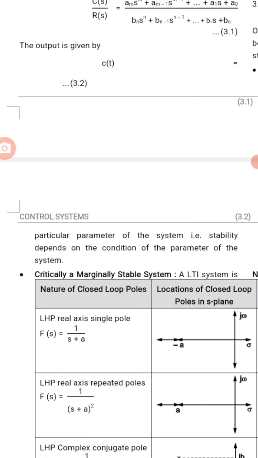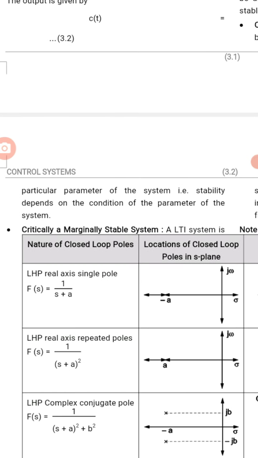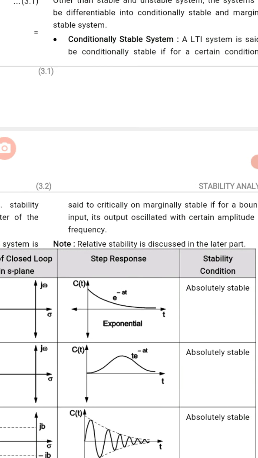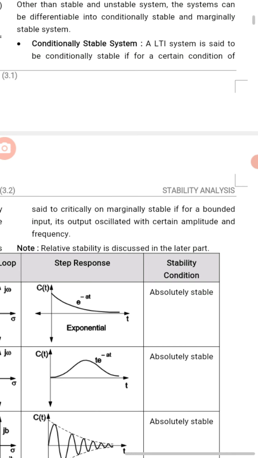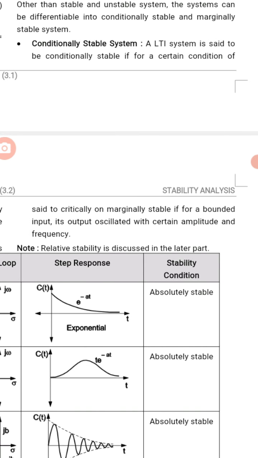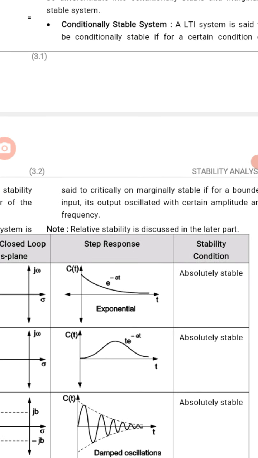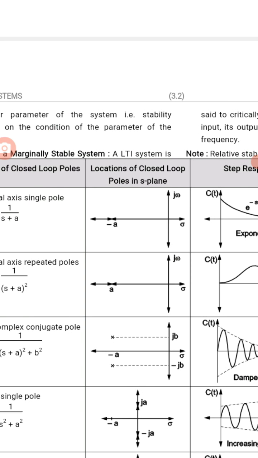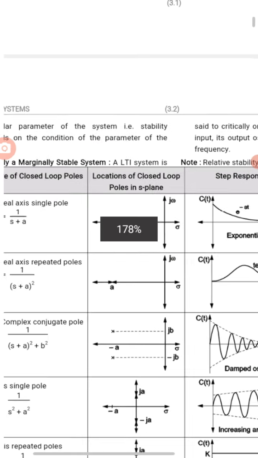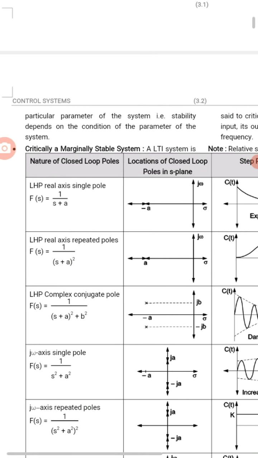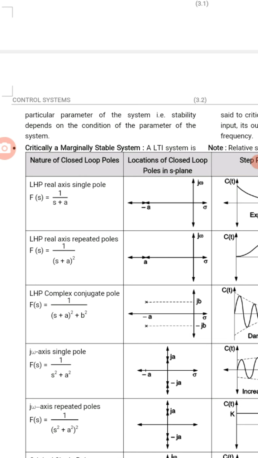And let us understand a critically or marginally stable system. A LTI system is said to be critically or marginally stable if, for a bounded input, its output oscillates with certain amplitude and frequency. We will learn stability graphically, one by one.